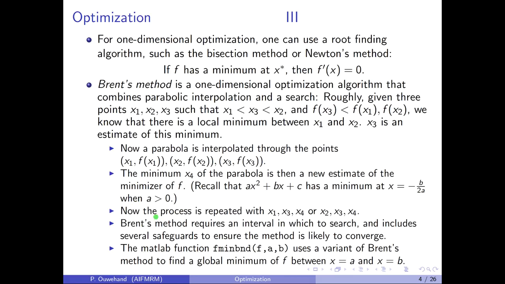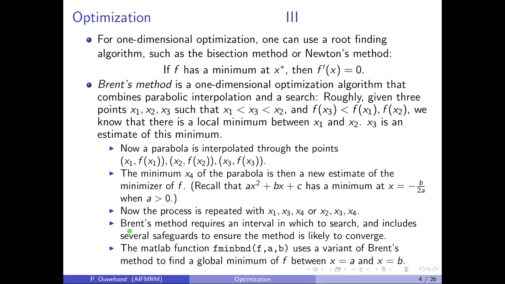Now the process will be repeated with either x1, x3 and x4, or x2, x3 and x4. In other words, one of the points is discarded and the remaining 3 are used. A new parabola is interpolated through those 3 points. The minimum of that parabola is found.